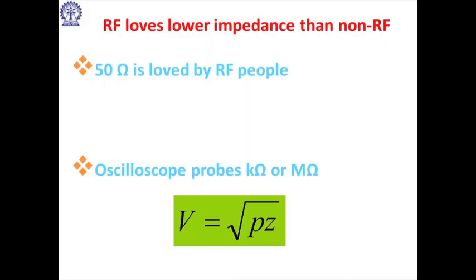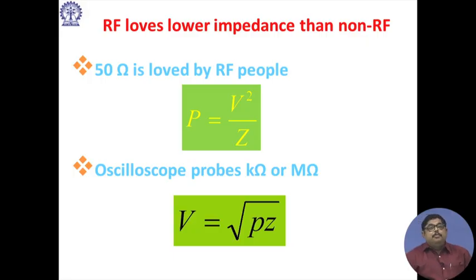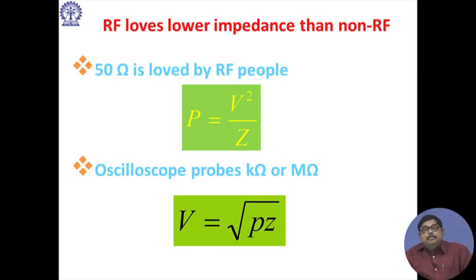Now, another thing is, generally, for the same reason that we are scarce of power, the RF instruments etc. are generally designed for 50 ohm impedance. So, it is a small impedance, whereas oscilloscope probes have kilo ohm or mega ohm sort of impedance. You have seen in your oscilloscopes that you can change the probes to 1x or 10x probes etc. The reason for this difference is that power is given by V square by Z, as the slide shows. So, for the same voltage, if you give a smaller impedance, you get more power.